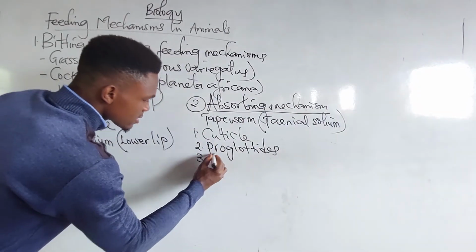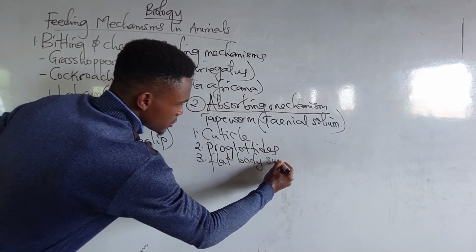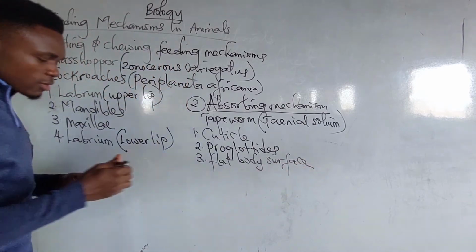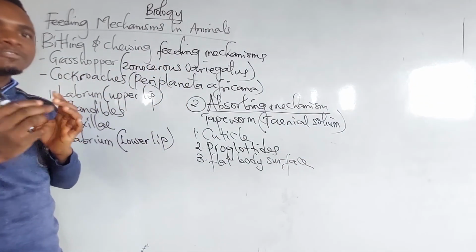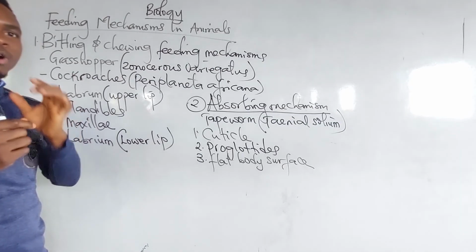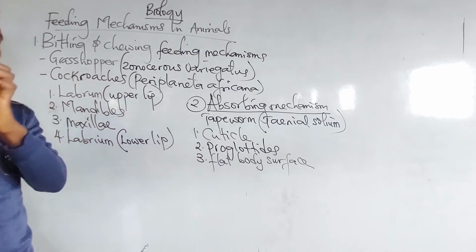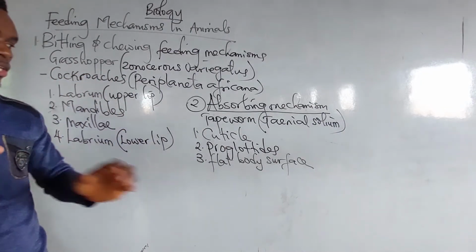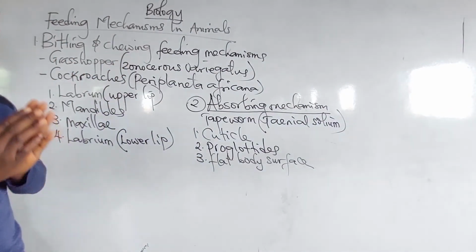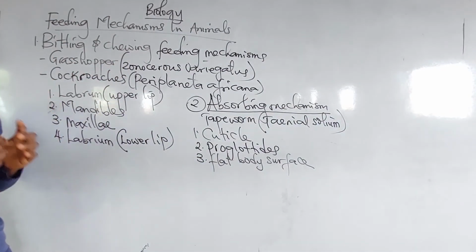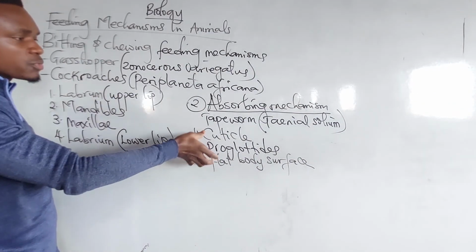Then 3, it has a flat body surface. The flat body surface gives it a large surface area for absorption. It enhances, or provides, large surface area for absorption. The flat body surface provides a large surface area for what? Absorption. So please take note of that. These are the features it possesses.